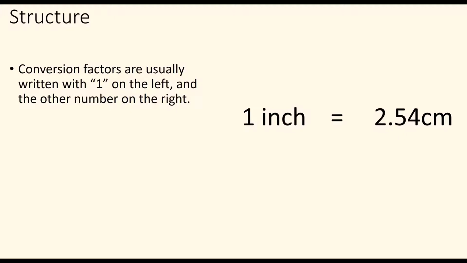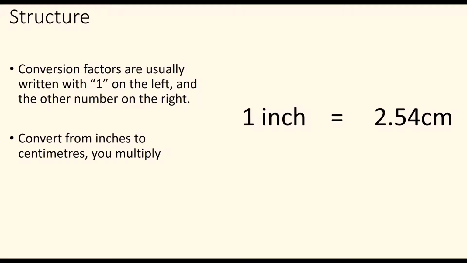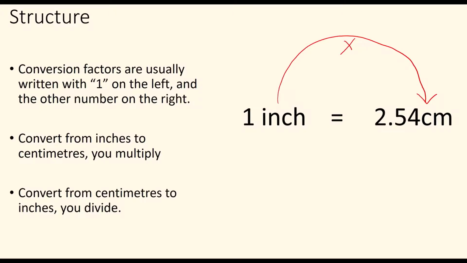Right, let's look at the structure. So we've got an example of inches to centimetres. So this is a conversion factor. It has the number 1 on the left-hand side. If we want to convert from inches to centimetres, we multiply. So from the word inch, I'm going to draw an arrow, like a circle, all the way to the centimetres, and we're going to multiply. If we want to convert from centimetres to inches, then we're going to do the opposite because we're going in the opposite direction, so we're going to divide. Don't worry at the minute about what number I multiply and divide by. That's coming next. You just need to try and remember this setup to help you.